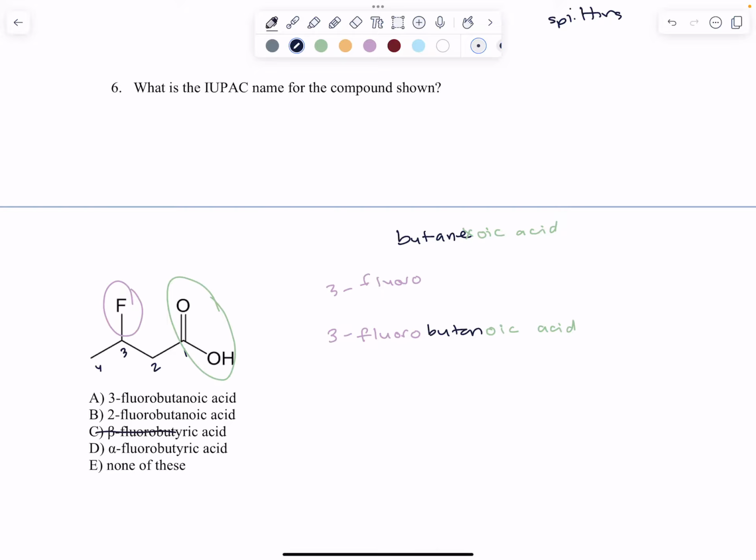We haven't learned anything called butyric acid though, so go ahead and get rid of options C and D. And now it's just between 3-fluoro and 2-fluoro. So we're assuming that butanoic acid is 1. Even if you weren't sure how to number it, if you can think about the higher priority group being the right one, then higher priority needs to be the number 1. And then that puts our fluorine at position 3, so that's right. Butane, that's right. And oic acid, that's right. So answer choice A.